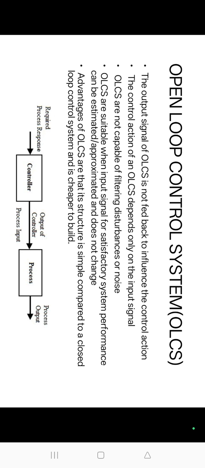The output signal of the open loop control system is not fed back to influence the control actions. The control action of the open loop control system depends only on the input signal. Open loops are not capable of filtering disturbance or noises. Open loops are suitable when input signals for satisfactory system performance can be estimated, approximated and do not change. The advantage of an open loop control system is that, compared to closed loop, it is cheaper to build.